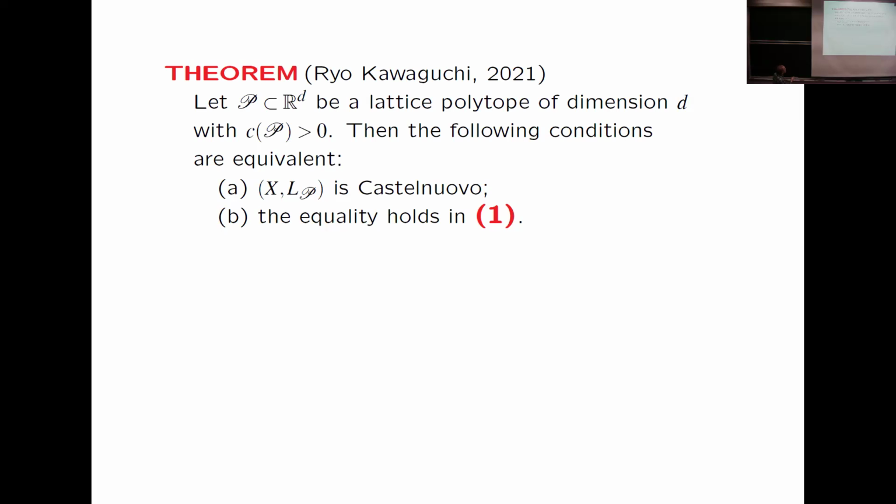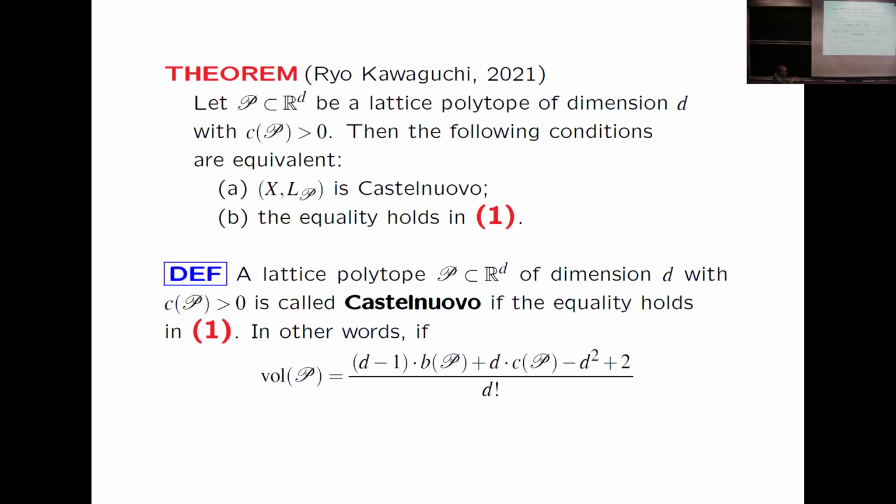So by using this theorem, we can define a lattice polytope P in R^D of dimension D with C_P positive to be called Castelnuovo if the equality holds, in other words, the volume of P is this over D factorial. By using Pick's formula, the dimension 2 case is always Castelnuovo. This is the reason why we call this polytope Castelnuovo. Of course, Castelnuovo has nothing to do with polytopes originally. So this is a very new notion of polytopes.